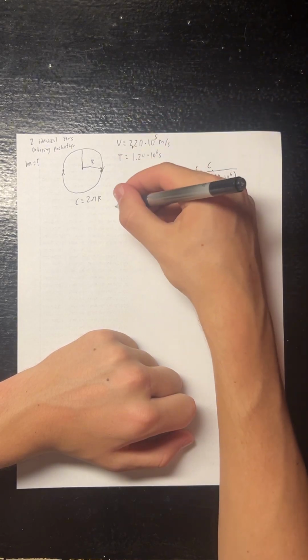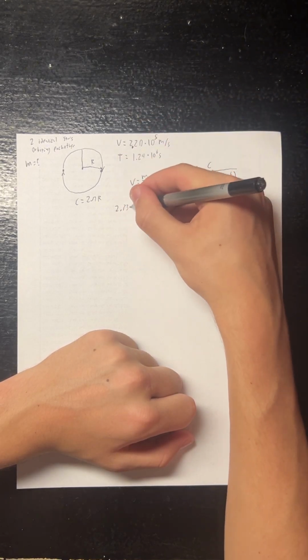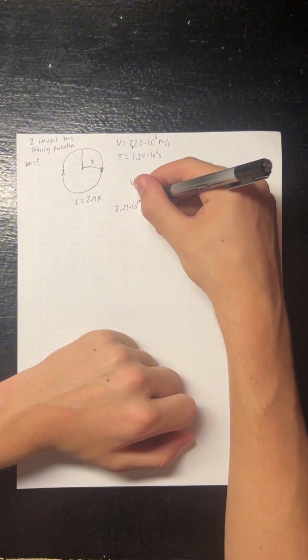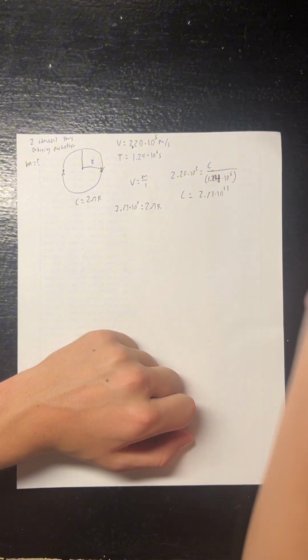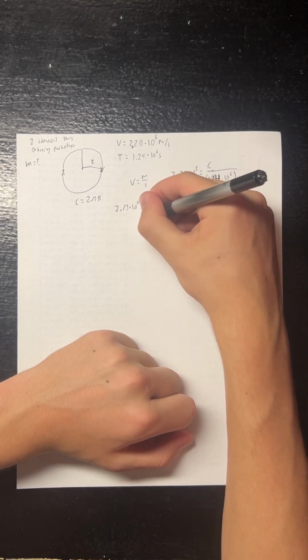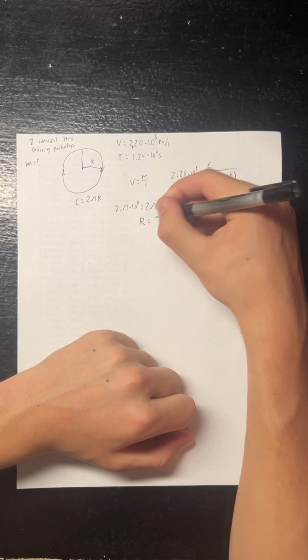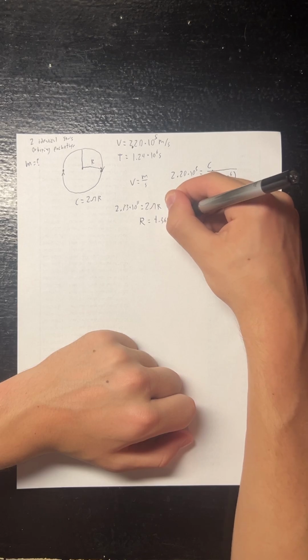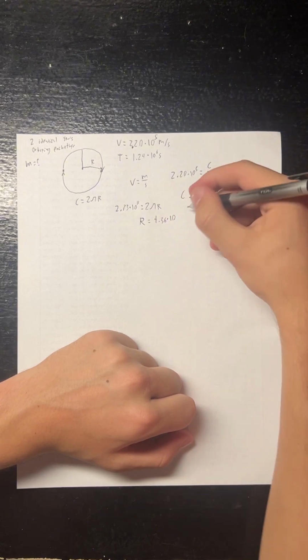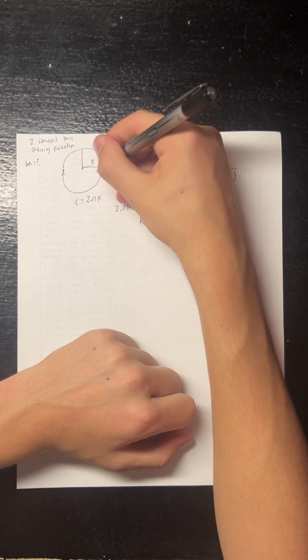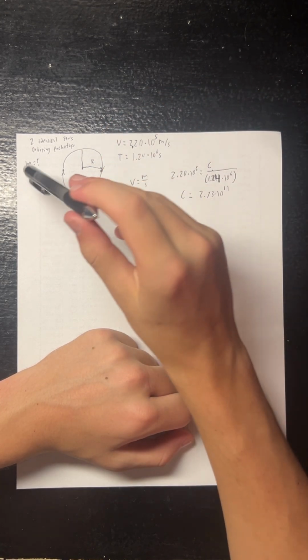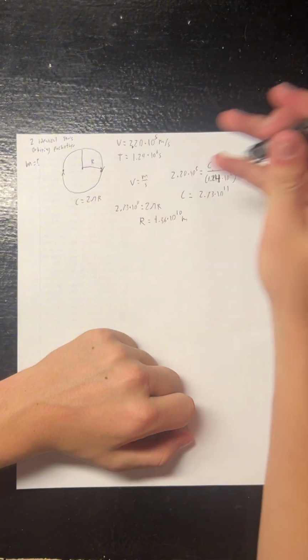Then using that, you can set this equation up into this. So this becomes 2.73 times 10 to the 11 equals 2 pi r. Use numeric solver, solve for r, and you should get r equals 4.36 times 10 to the 10. This is meters. So now you have your r, and it is asking for the mass. So what can we do?